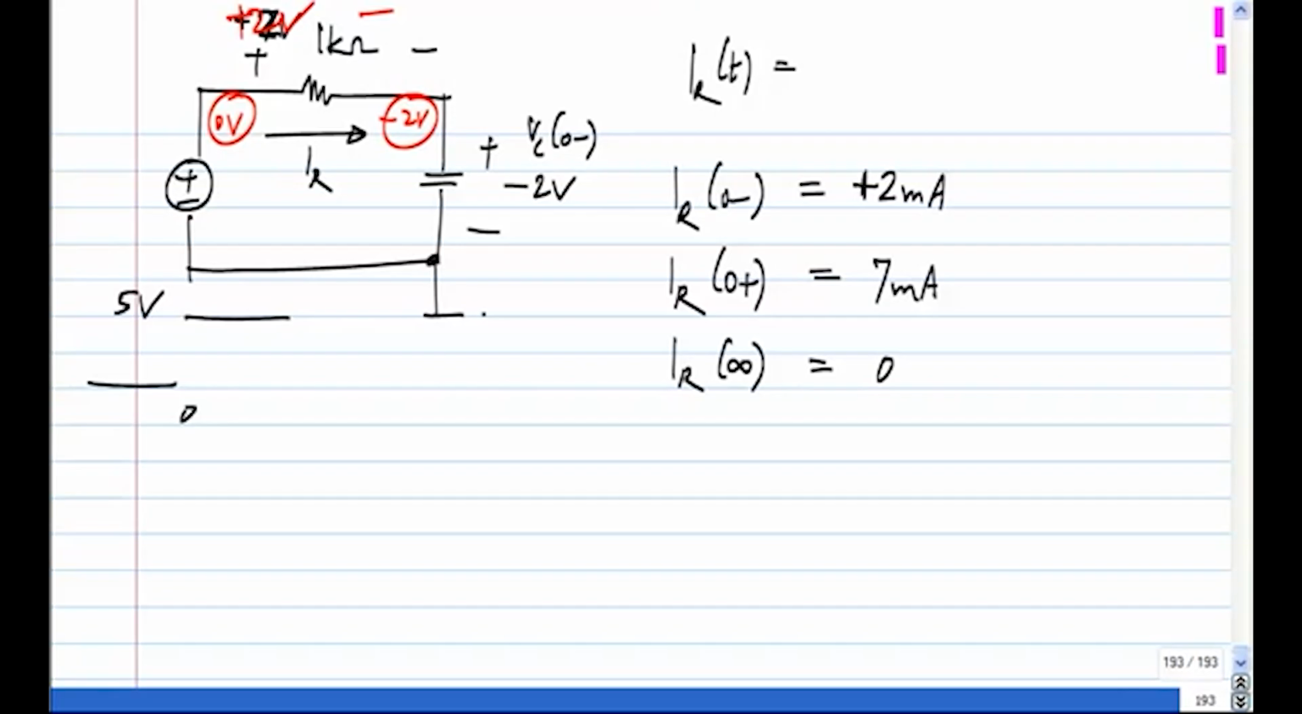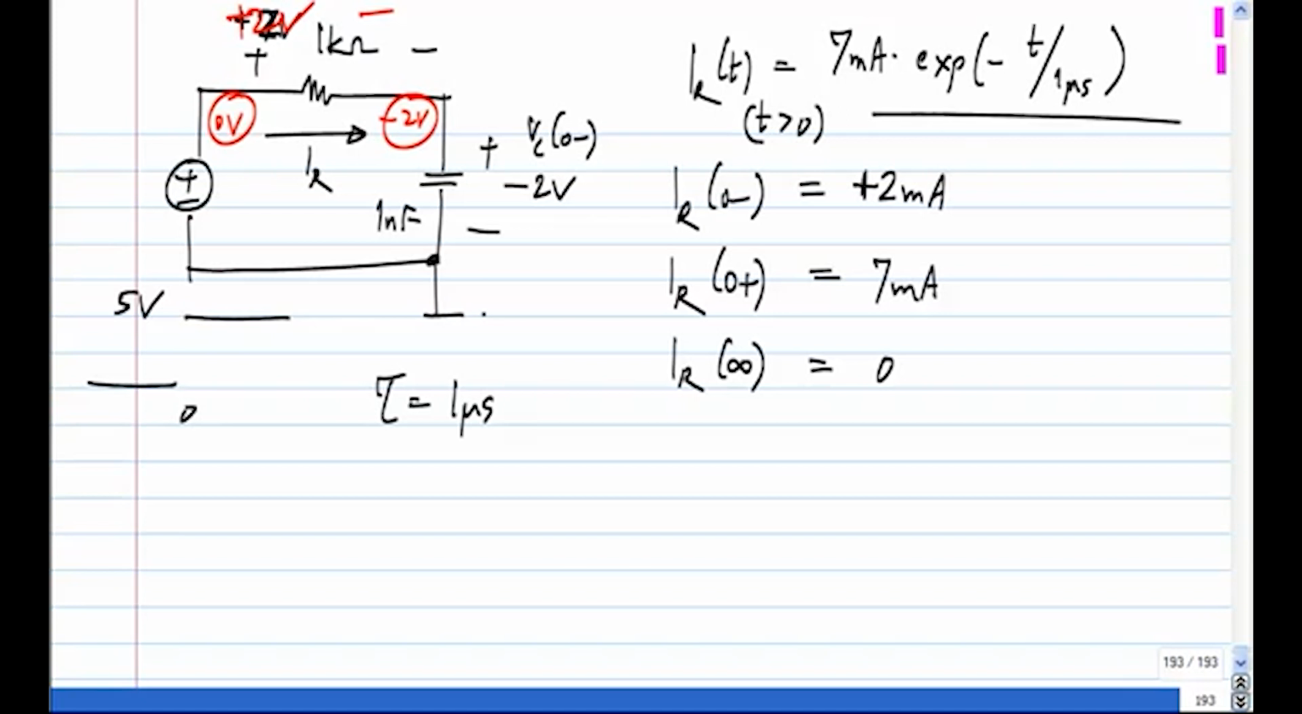Okay. So now what is the expression for, and by the way, what is the time constant? Let's say this is 1 nanofarad. In this case, it's very easy. What is that? 1 microsecond. Okay. So what is the equation for IR of t for t greater than 0? 7 milliamps exponential minus t by 1 microsecond. Okay.